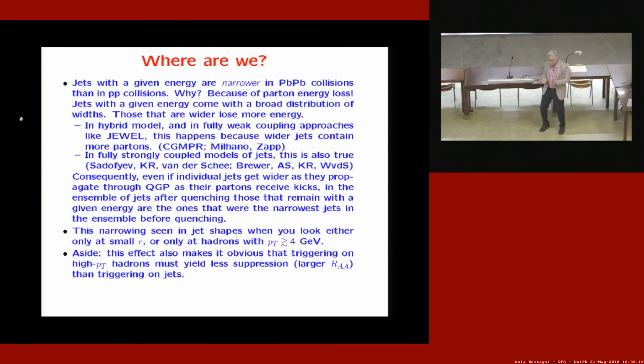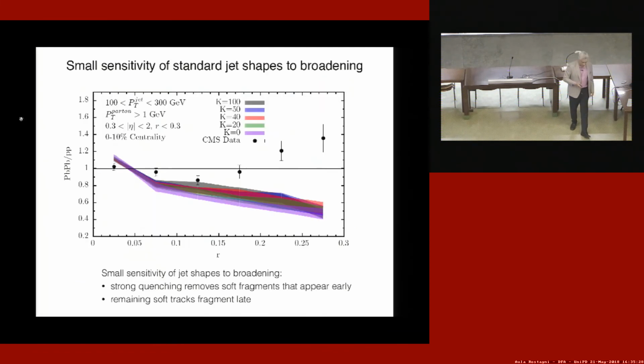It's not that one jet gets skinnier, it's that the wide jets in the ensemble get kicked out of the ensemble, or kicked down in the ensemble. So we then did a calculation in our hybrid model where we cranked up the width of the Gaussian that describes these soft kicks, and we were expecting to see jets get wider as you kick them more. So k equals 100 means you're kicking them a lot, k equals 0, no kicks.